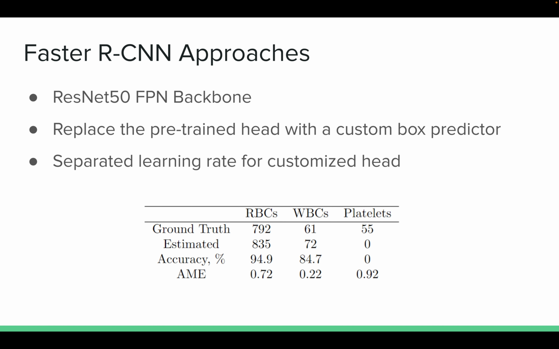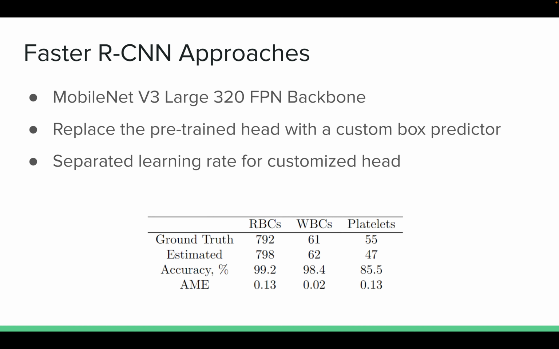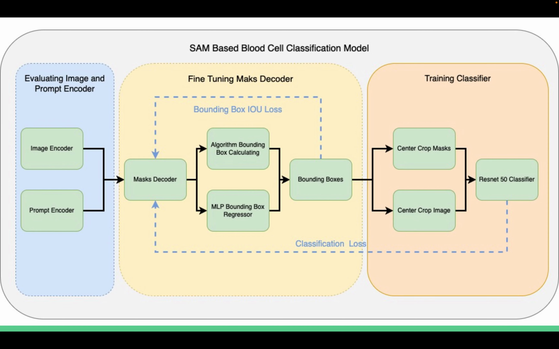When you use ResNet 50, the results are not as good as we expected. The accuracy is relatively low and the MAE is a little bit higher than we expected. But with MobileNet v3, I think this one already exceeds the SOTA results. Fast RCNN with MobileNet v3 as the backbone is strong enough, I think, but it consumes much longer training epochs and training time, so it's not very training efficient.